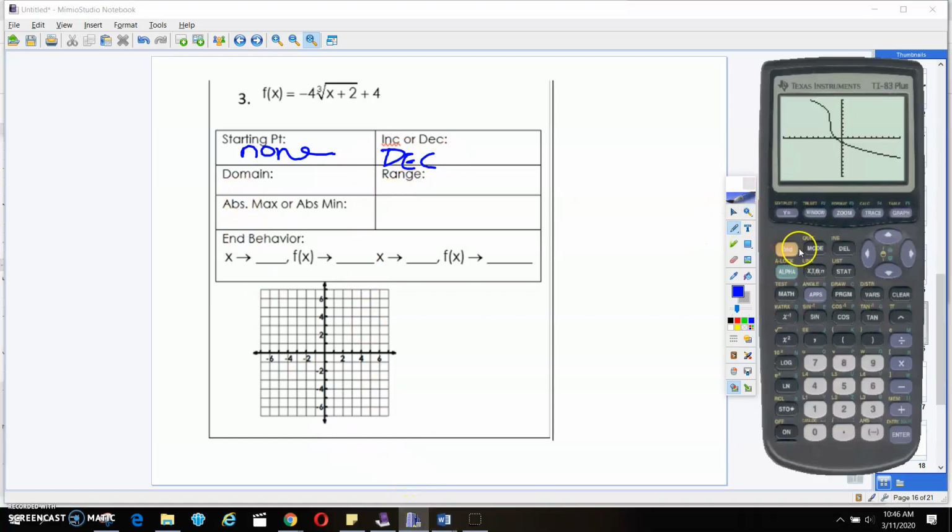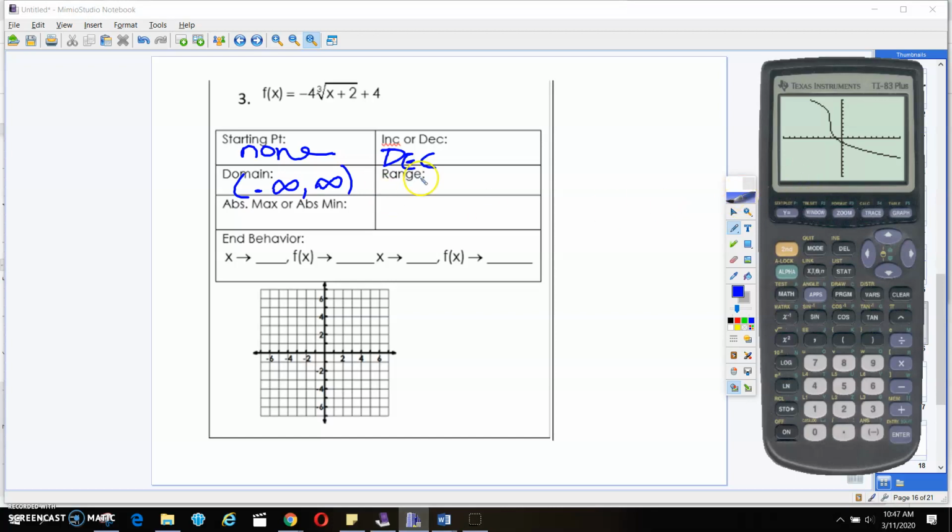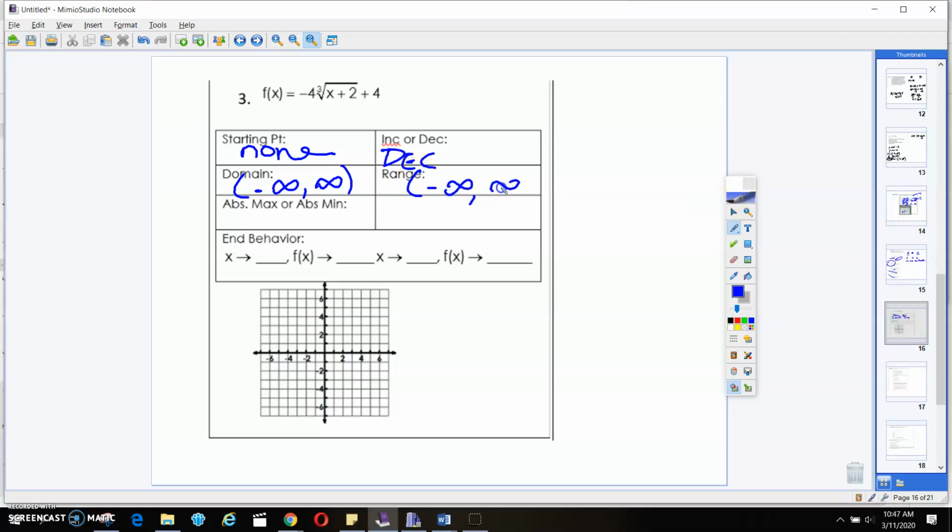Now, for domain, we're looking at our x values, right? So our x values go from left to right. We can plug in anything, right? Okay? So our domain is going to be from negative infinity to positive infinity. And our range is also going to be from negative infinity to positive infinity. For our decreasing interval, we're going to use our domain because it's decreasing the entire time.